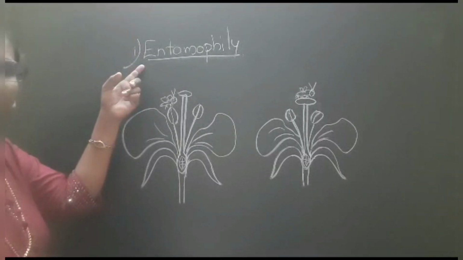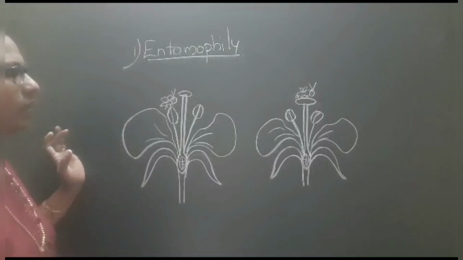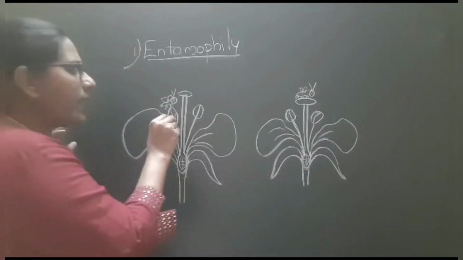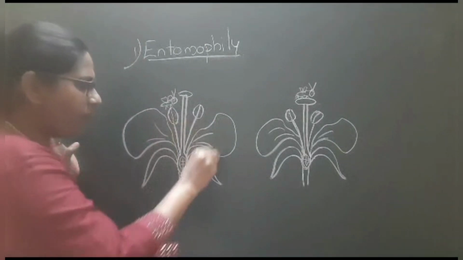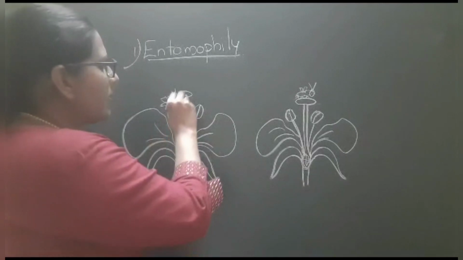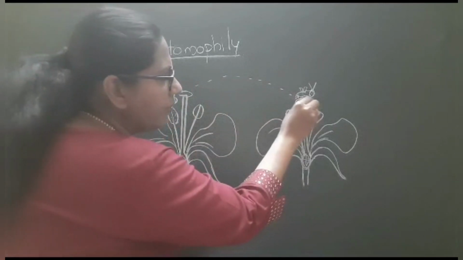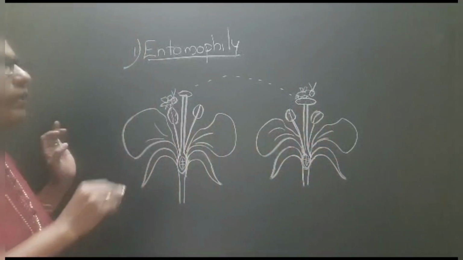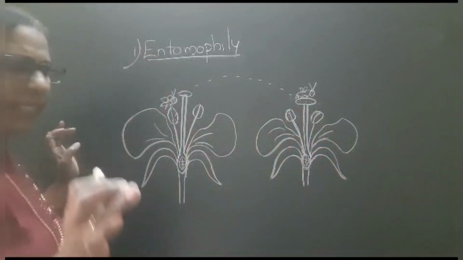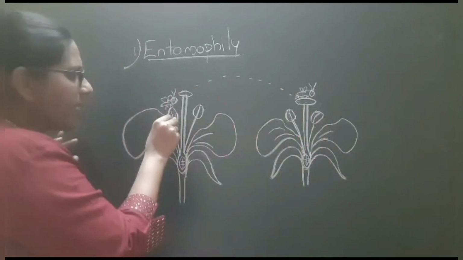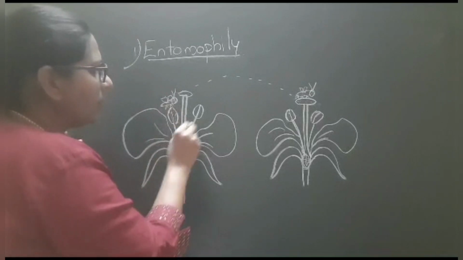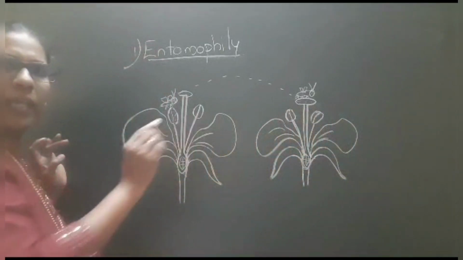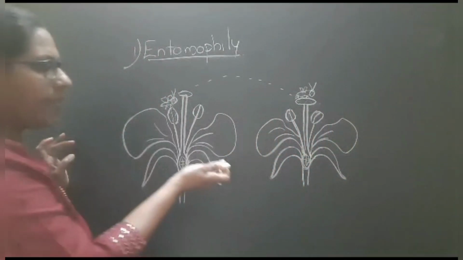Let's see what is entomophily. The process of transfer of pollen grains from the anther of a flower to the stigma of another flower is called entomophily. What is entomophily? The process of transfer of pollen grains from the anther of a flower to the stigma of another flower is called entomophily. Now when does this take place?